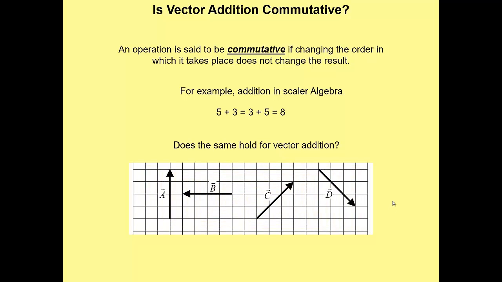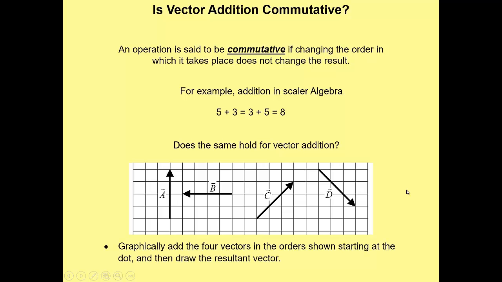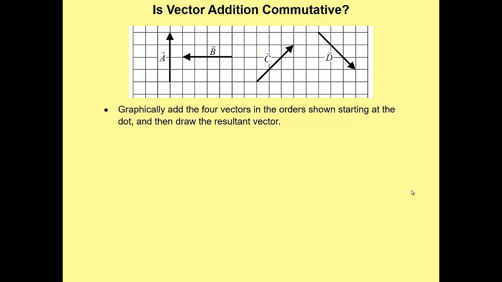So this is the way the activity is set up, and you'll get an activity sheet to do this with. In each case, you are given these 4 vectors, which I have cleverly called A, B, C, and D, on this nice grid pattern that you can use to draw on. And you're going to add the 4 vectors in different orders, draw the resultant vector, the net effect of the 4 added together, and then compare them and see whether it changed depending on the order you drew.